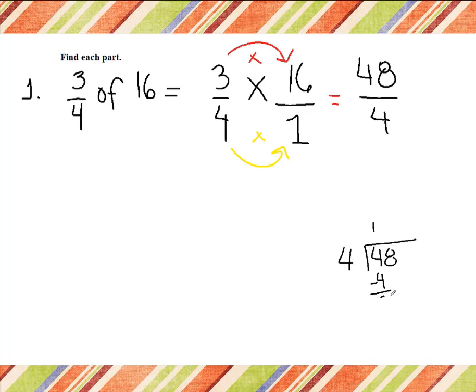Okay, how many times is 4 in 4? 1 time. You write 1, subtract, 0. This number is going down. You have 8. How many times is 4 in 8? 2 times. 2 times 4 is 8. Subtract, 0. Okay, the answer here is a whole number, 2. Try to do the same for other problems.